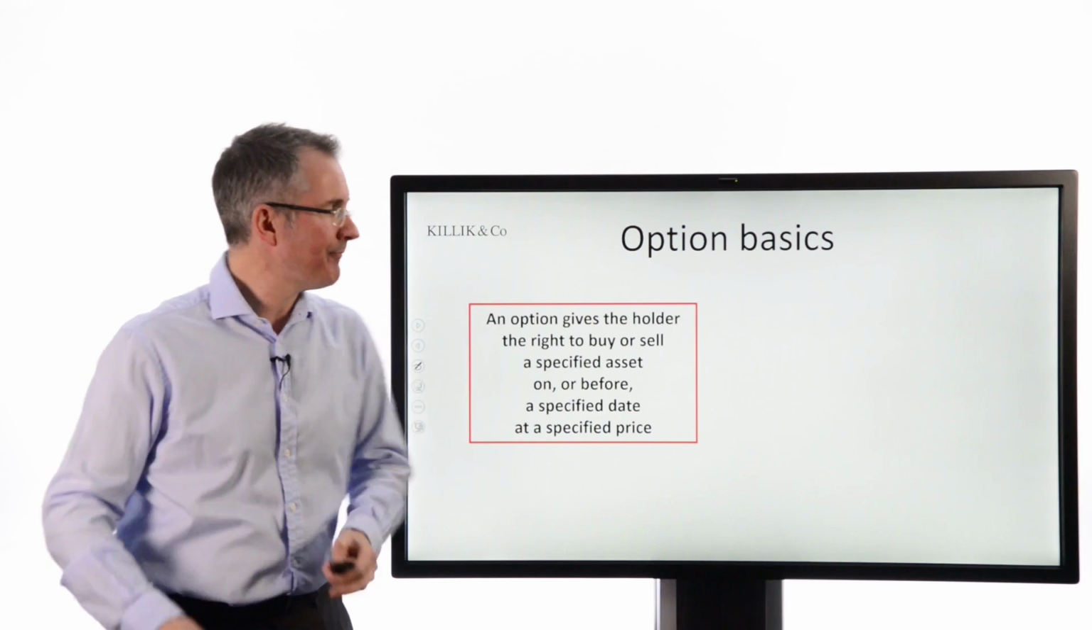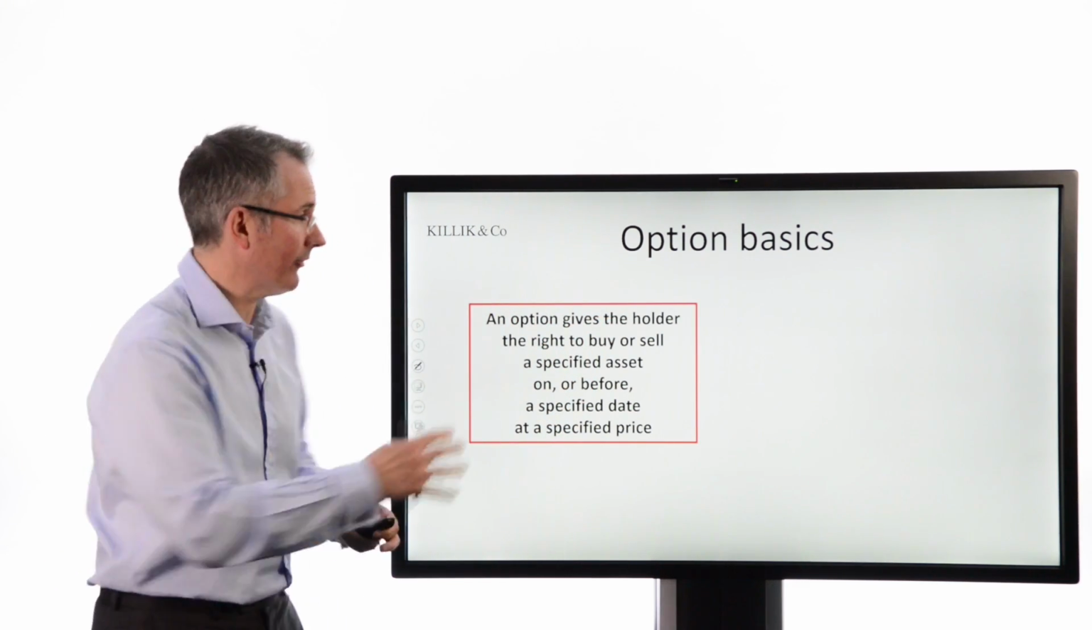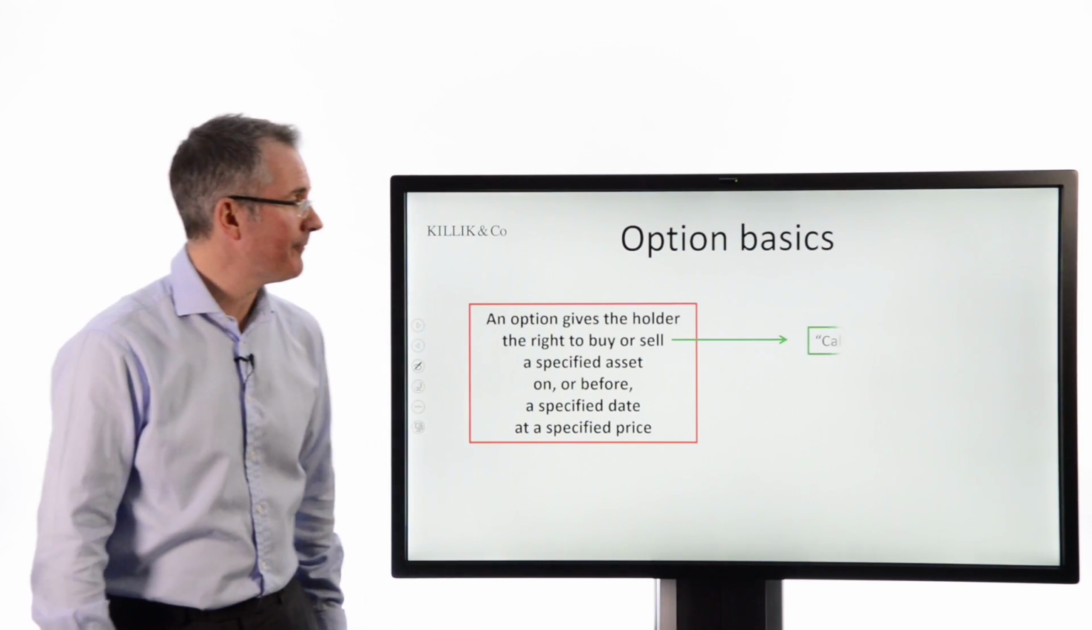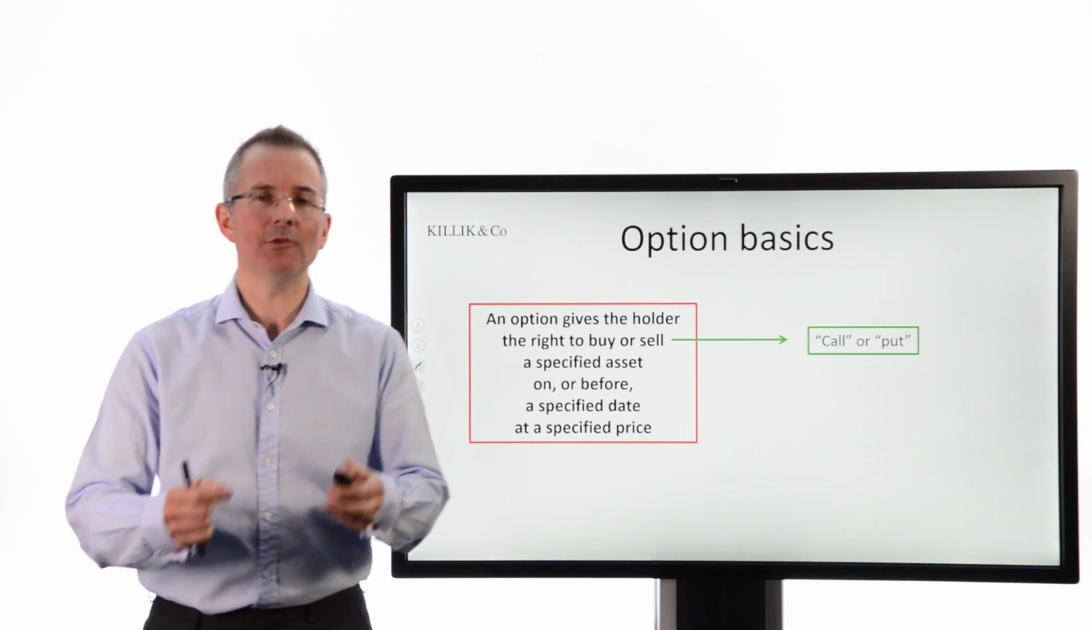So you've got a piece of paper. An option gives the holder, that's the person who's physically got it, if you want to see this as a piece of paper, the right to buy or sell. Now, let's introduce some language here. Buy or sell, call or put. Why on earth would you call a piece of paper that gives you the right to buy a call option?